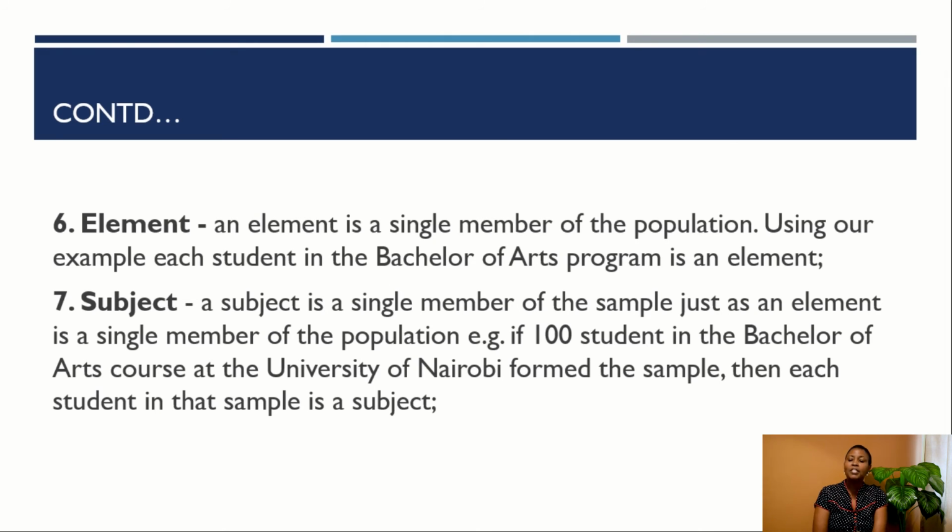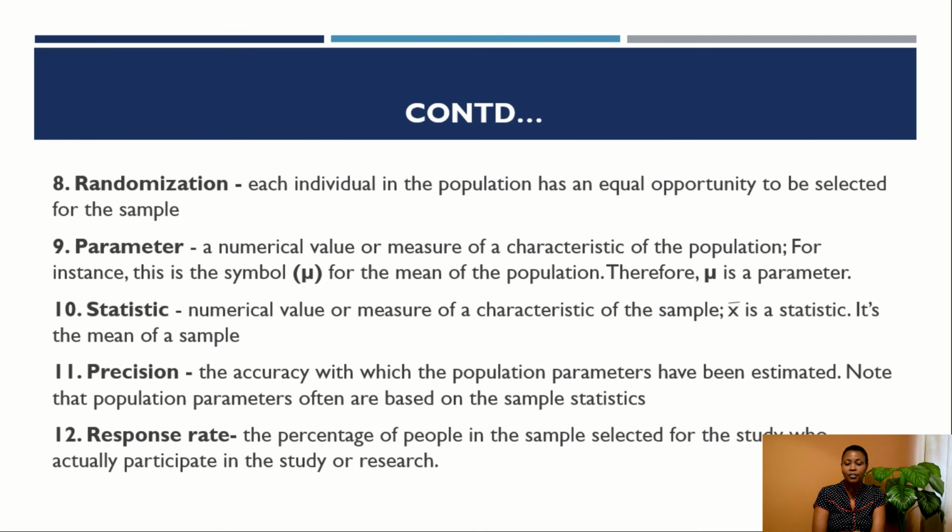A subject is a single member of the sample. So if 100 students have been sampled from the Bachelor of Arts course or students at the University of Nairobi, so if these 100 formed the sample, then each student in that sample is called a subject. And as we conclude, we define randomization. Randomization means that each individual in the population has an equal opportunity to be selected for the sample.